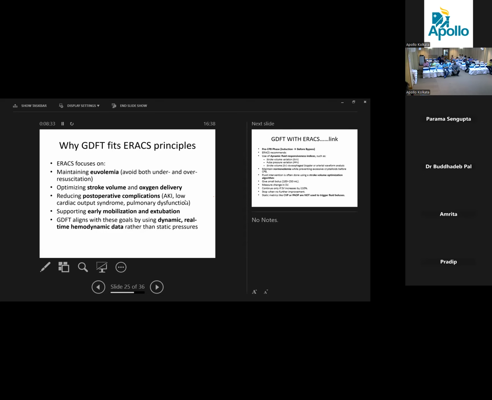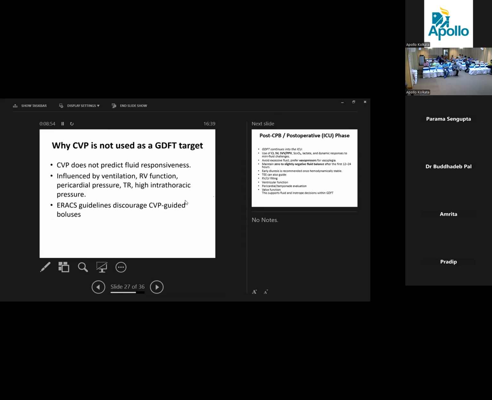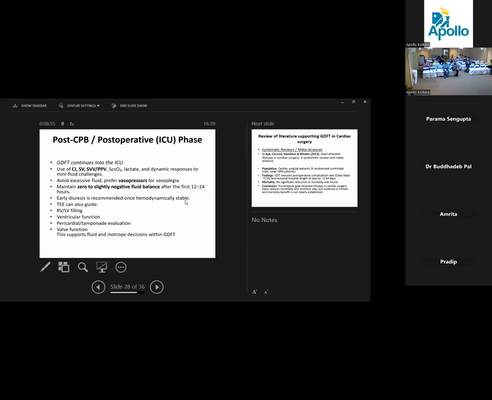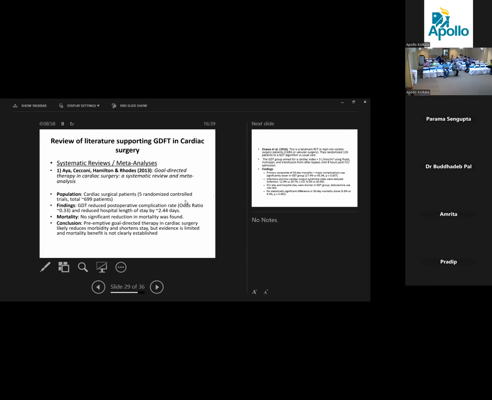Now, goal-directed fluid therapy has been included in the ERAS protocol, the enhanced recovery after cardiac surgery principle, which focuses on maintaining euvolemia, optimizing stroke volume and oxygen delivery, reducing post-operative complications, and supporting early mobilization and extubation, and aligns with these goals by using real-time data. These are some of the literature supporting goal-directed fluid therapy in cardiac surgery.